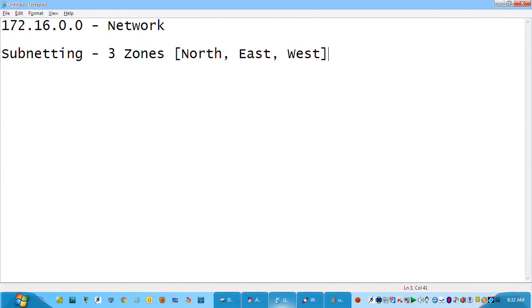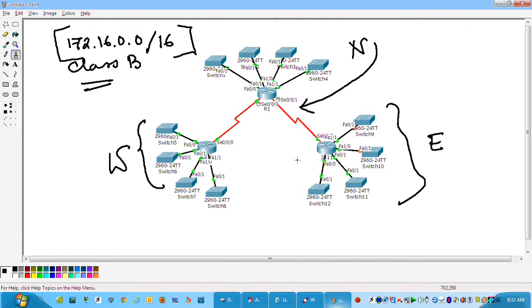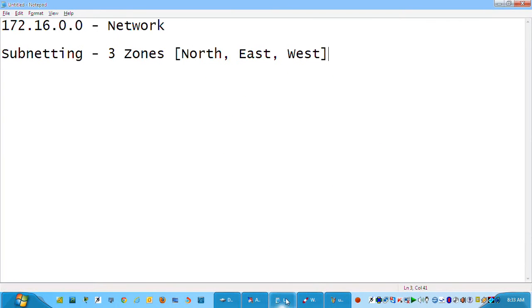Now, if you check each and every region, the north region has 4 LANs. This is LAN 1, LAN 2, LAN 3, LAN 4, and then there is another requirement that you have to further subnet these IP addresses into 4 more subnets. So there are a few golden rules.